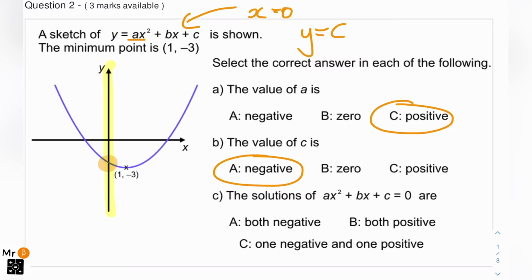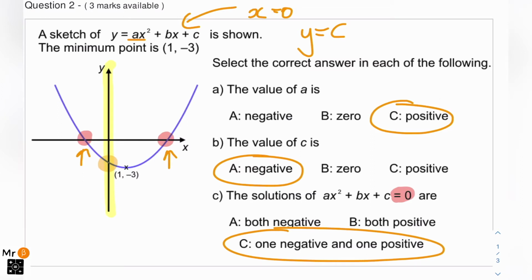And finally, part C, it tells you the solutions. Well, we know our solutions are where it crosses our x-axis. That is when it's equal to 0. So you can see that one is going to be positive and one is negative. So our answer there would be C.